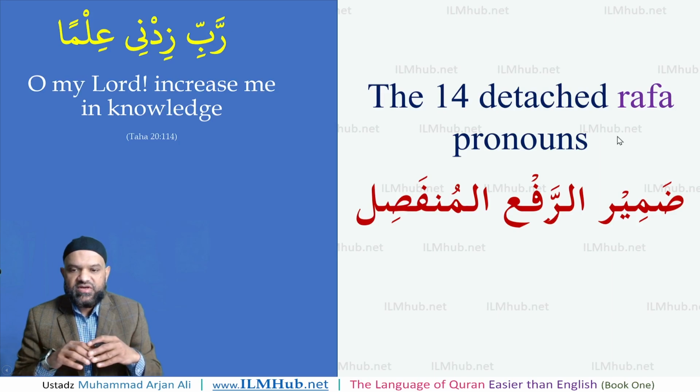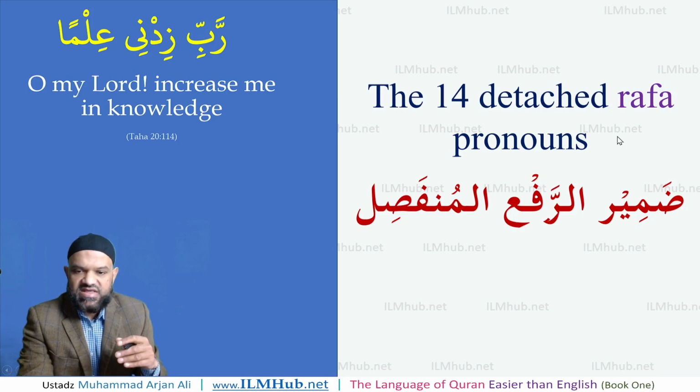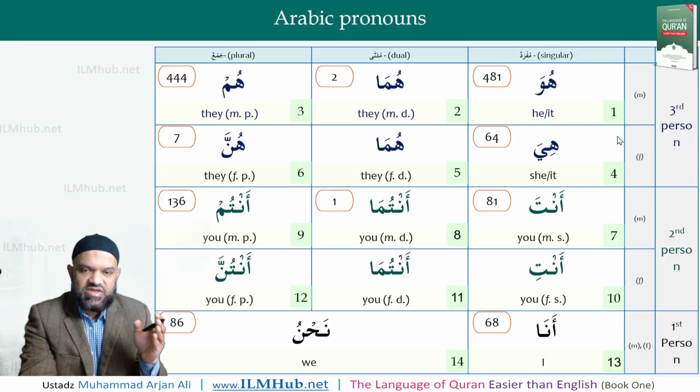I'm going to show you a few additional points now which are important for you to know how they're used. And inshallah, in the second part of the video, we'll look at sentences. So these are the 14 detached. Please note they're called detached rafa pronouns. Why are they detached? Because they're written separately as a separate word in their own right. So these are your pronouns. You'll see them written separately, so they're relatively easy to recognize.